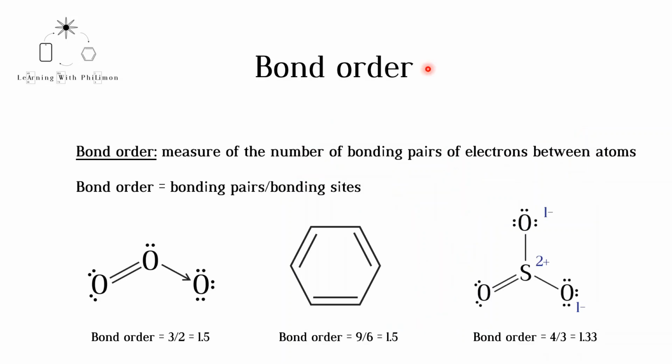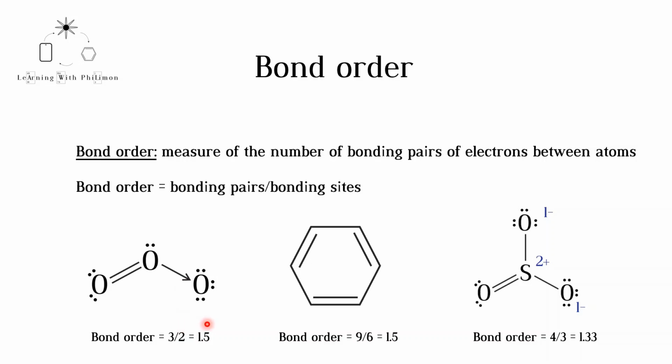The bond order is a useful concept to help us understand the bonding in molecules that have resonance structures. The bond order is a measure of the number of bonding pairs of electrons between atoms. To calculate the bond order, we need to count the number of bonding pairs and divide by the number of bonding sites. In molecules with no resonance, you can consider the number of bonding pairs between 2 atoms. In molecules with resonance, you need to consider the bonding sites where delocalization is possible. In ozone, there are 3 bonding pairs of electrons and 2 bonding sites. Therefore, the bond order is 3/2 or 1.5.